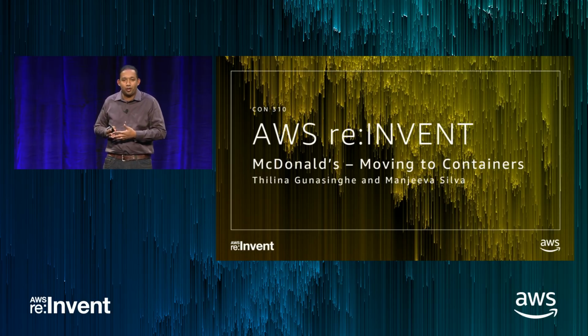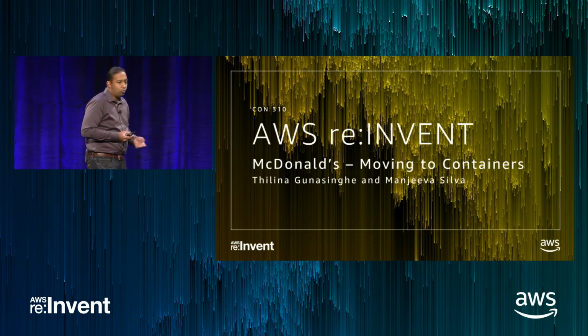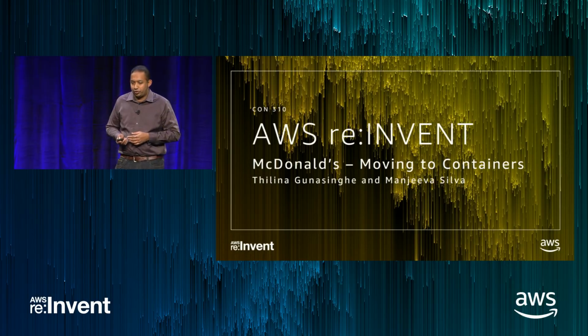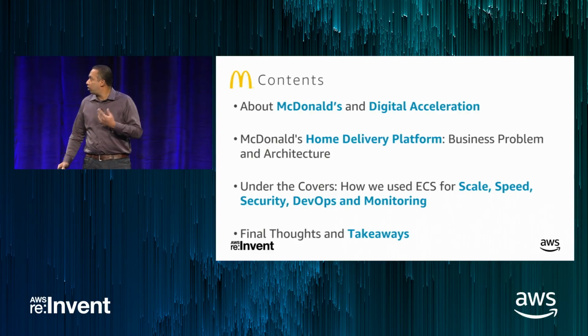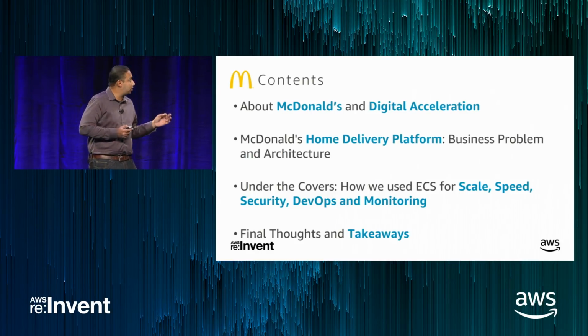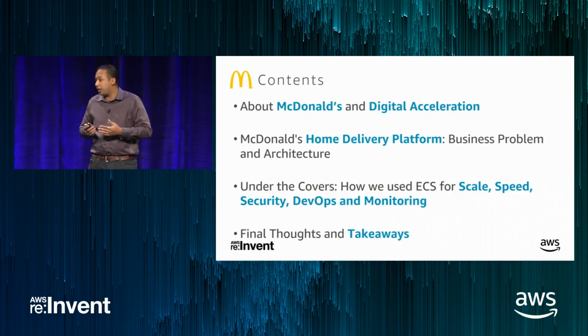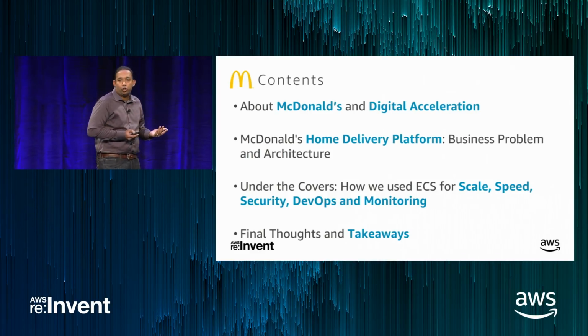So we're here to talk about how we at McDonald's use ECS to massively scale our home delivery platform, right? Let's get right to it. So we'll talk a bit about McDonald's and our home delivery solution, but most of the time today will be spent on really how we achieve these things like scalability, speed to market, security, DevOps, and monitoring.